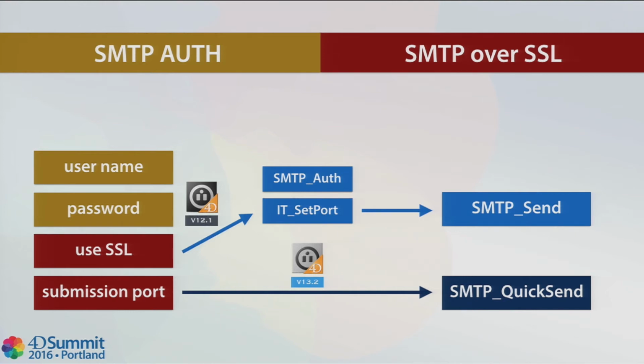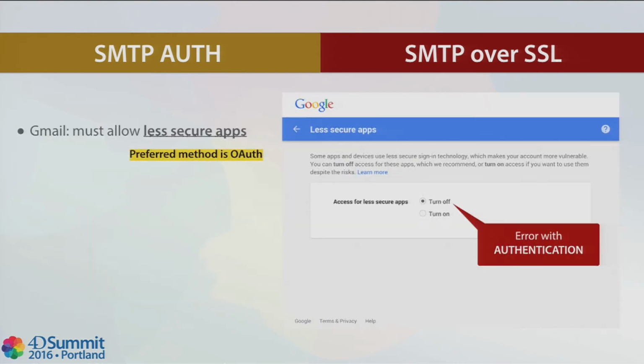Normally, the two technologies are used together. So you use AUTH for authentication, and you use SMTP over SSL for encryption. Either way, you can use the 4D internet commands, quick or not quick, to handle these challenges.